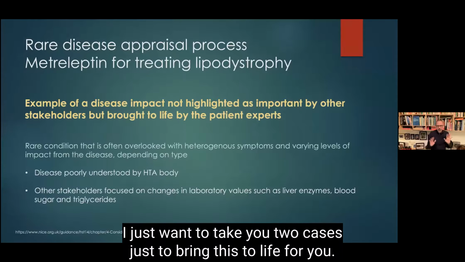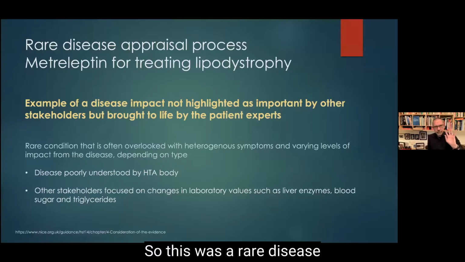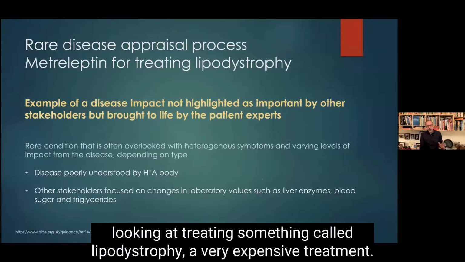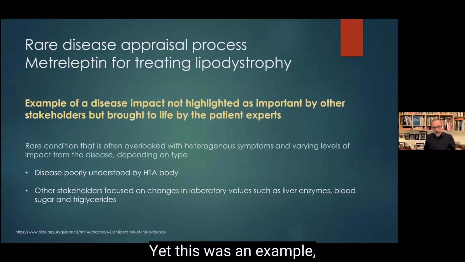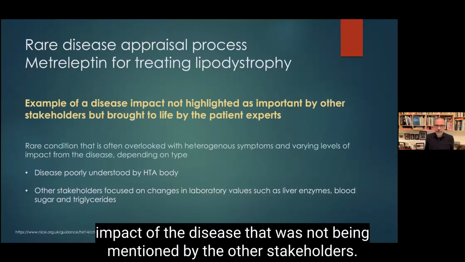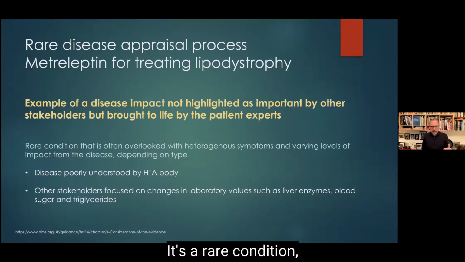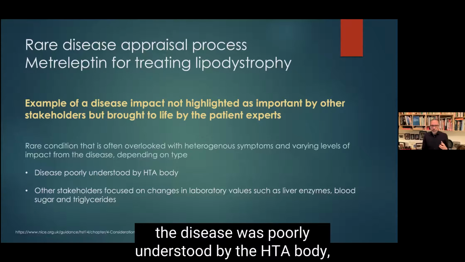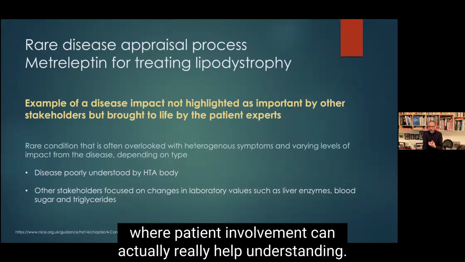In the time available, I just want to take you through 2 cases to bring this to life for you. So this was a rare disease looking at treating something called lipodystrophy, a very expensive treatment. And yet, this was, I think, a really clear example where there was a particular impact of the disease that was not being mentioned by the other stakeholders. It's a rare condition. The disease was poorly understood by the HTA body. So a classic case where patient involvement can really help understanding.